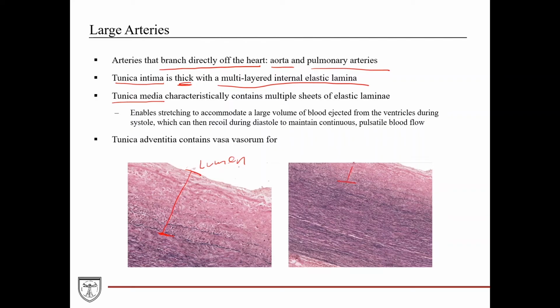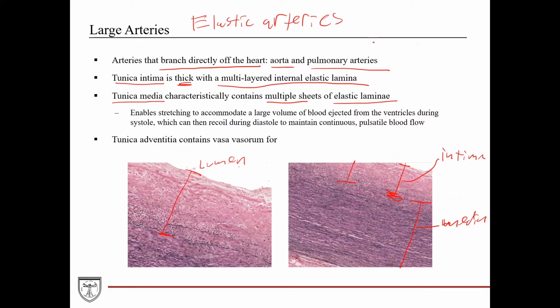So if you look here, somewhere in here, this is intima. But then from here all the way down, even off the slide, that's media. And so the tunica media in large arteries contains multiple sheets of elastic lamina, so elastic fibers organized in these sheets. Because of that, these are sometimes called elastic arteries. And you can see this here with these elastic fibers stained in blue all throughout this layer.